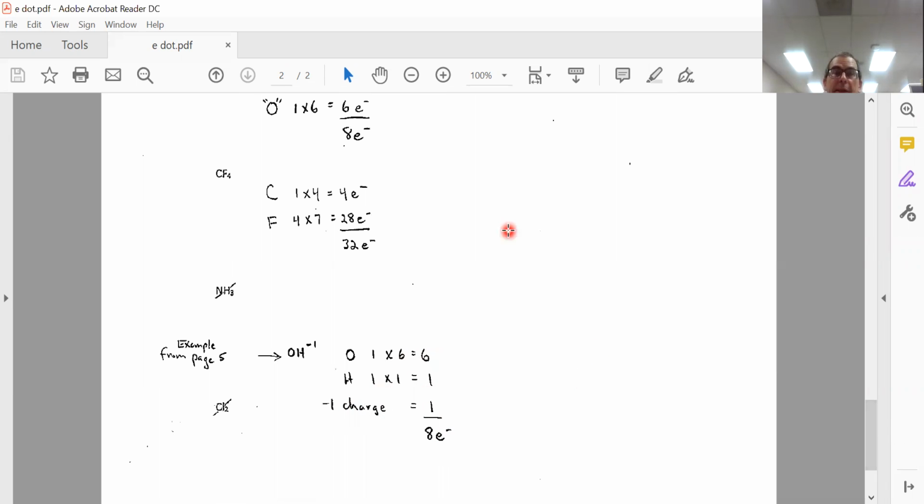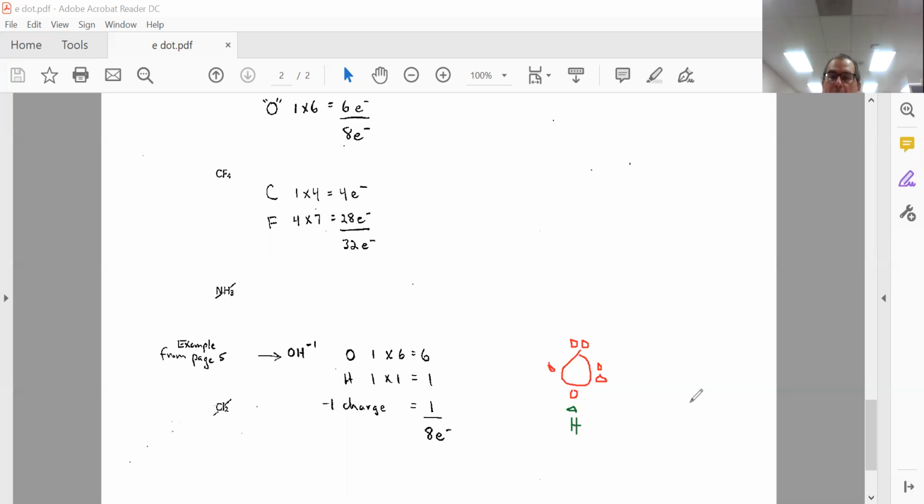So I'm going to do my oxygen, and I'm going to draw that and say 1, 2, 3, 4, 5, 6. Okay, now I'm going to change my color here. I'm going to draw in my hydrogen, 1 electron there, and put that bond here. And I have 1 extra electron.